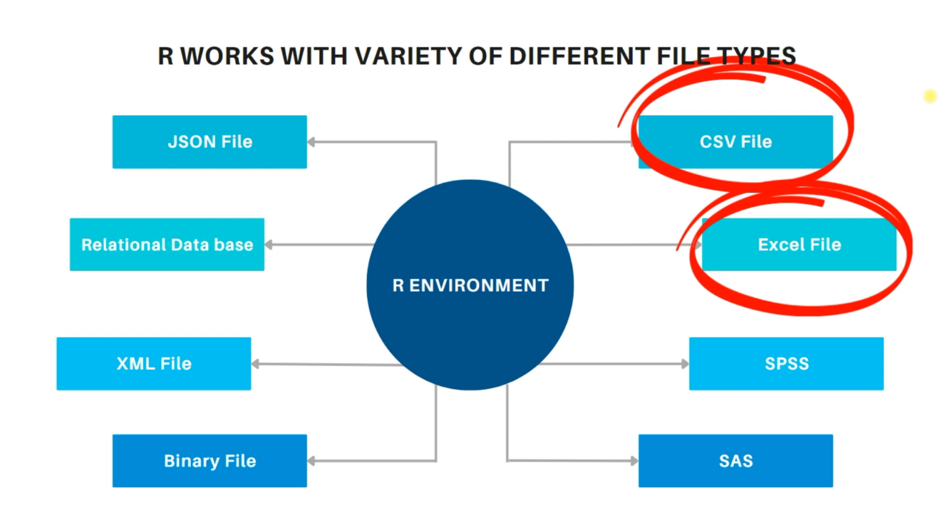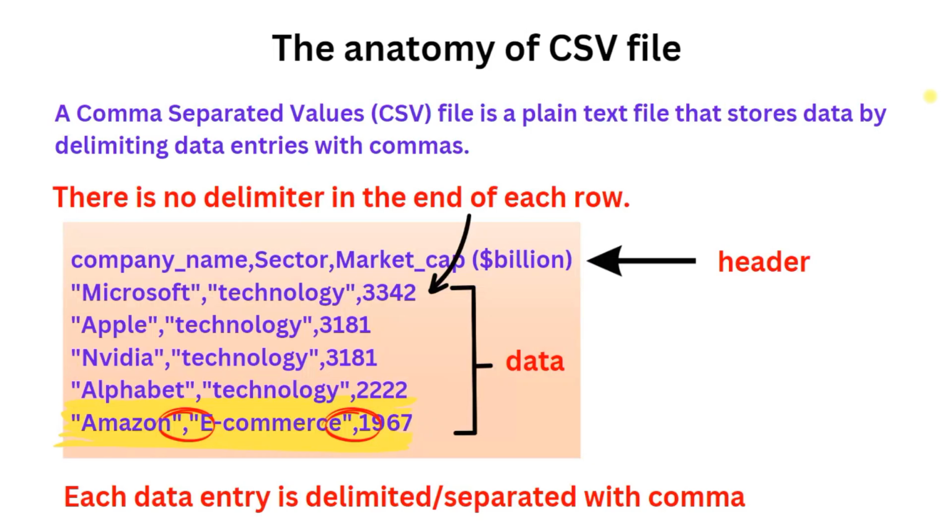In this video, we will import the data from a CSV file. So what is a CSV file? A comma-separated values (CSV) file is a plain text file that stores data by delimiting or separating data entries with commas. A CSV file has a fairly simple structure. It's a list of data separated by commas. These files are often used for exchanging data between different applications.